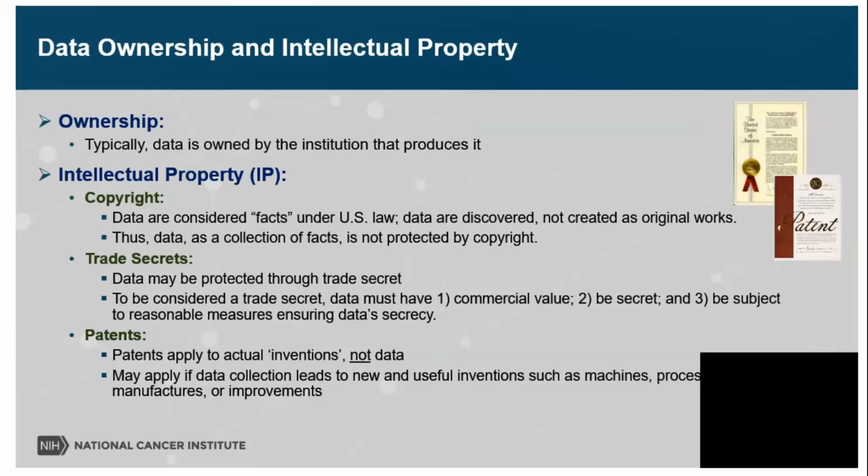Second one is trade secrets. Trade secrets are a type of IP that include, amongst others, compilations of information that have inherent economic value. Because they're not generally known, they're not readily ascertainable by others, and the owner takes reasonable measures to keep them secret. Data may be protected through trade secret. For this, the data must have commercial value, be secret, and be subject to reasonable measures ensuring the data's secrecy.